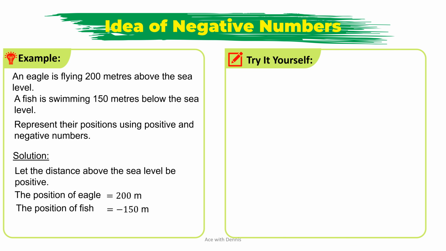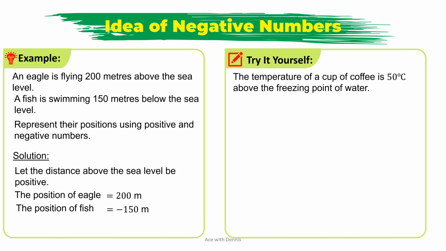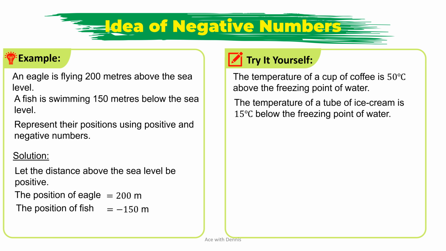Now, let's try this example yourself. The temperature of a cup of coffee is 50 degrees Celsius above the freezing point of water. The temperature of a tube of ice cream is 15 degrees Celsius below the freezing point of water. Represent their temperatures using positive and negative numbers. You can pause the video and try to do it yourself.